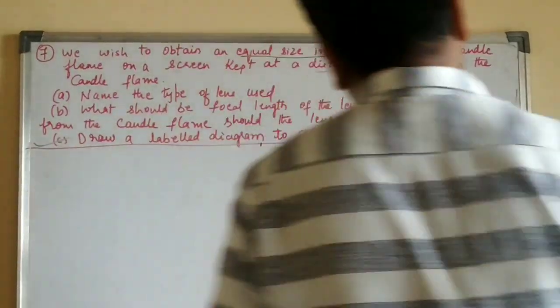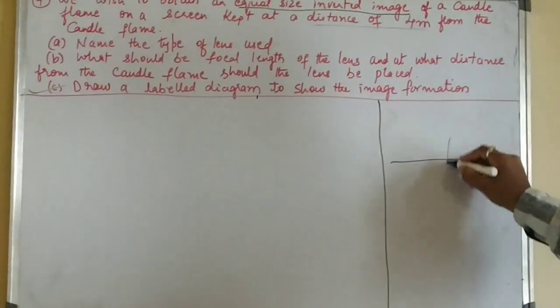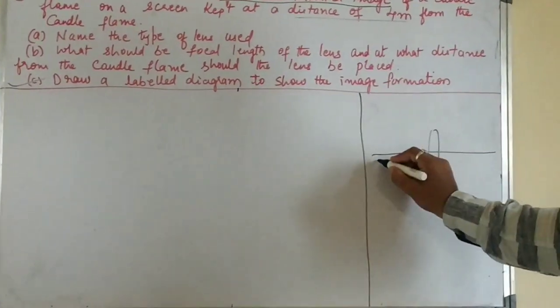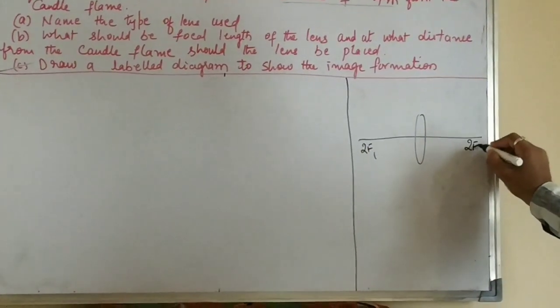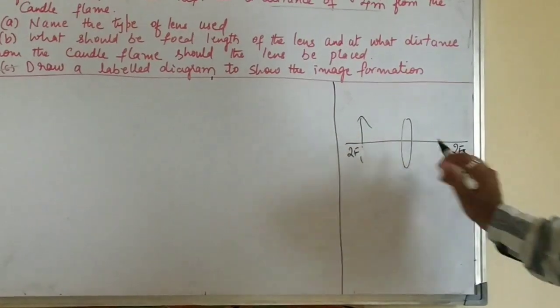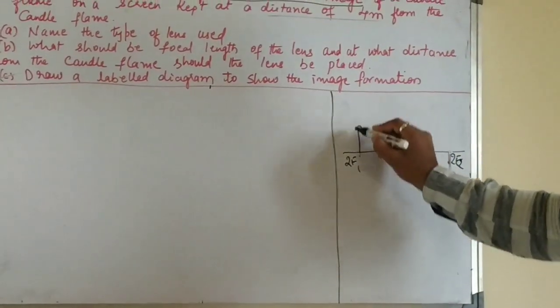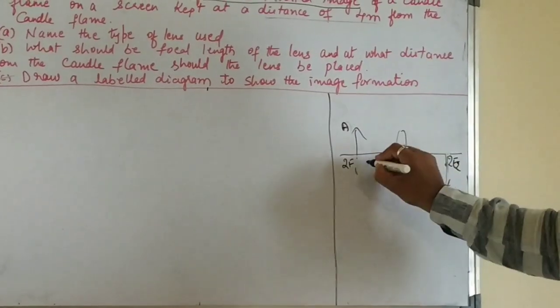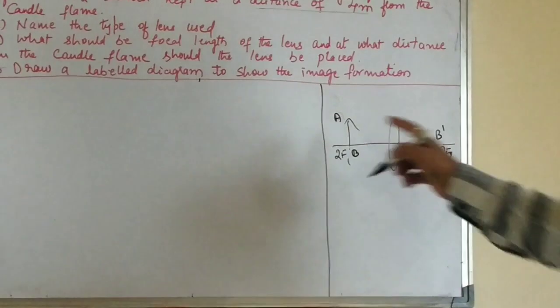Now you got the hint. Okay, now here you have the lens. Now at 2f1 and here it is 2f2, right? Now here you have the object. And here you have the image, same size. Okay, that is AB is the object, then A dash, B dash is the image, both are same size.